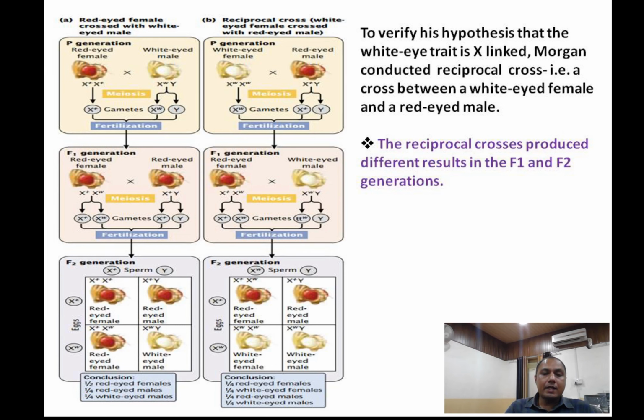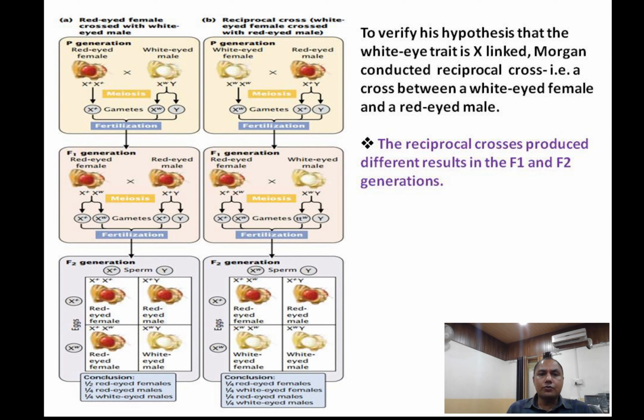Surprisingly, in the first generation a white-eyed male is there, in the second generation there is no white-eyed male, and in the third generation again a white-eyed male. So it is a kind of pattern, and he was of the view that it was not due to mutation, but rather a specific inheritance pattern. He wanted to verify whether the sex-linked characters are X-linked characters or not.